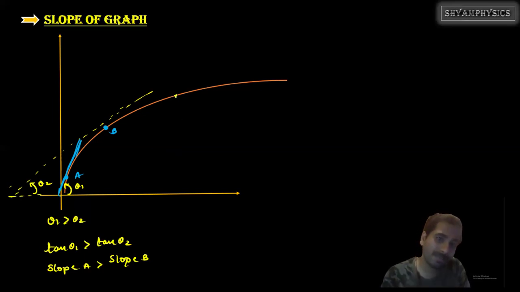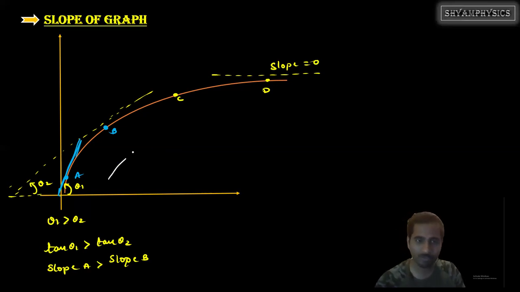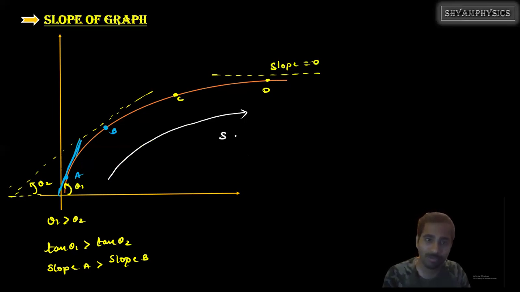If I go to this point C, will the slope decrease or increase? Decreases. If I go to point D, almost at this point, the slope will be 0. Now tell me one thing: if you move from A to D, will the slope be increasing or decreasing? Correct. So it's very easy, right? From A to D, if you move on, the slope decreases. Okay, one thing, it decreases, I agree.